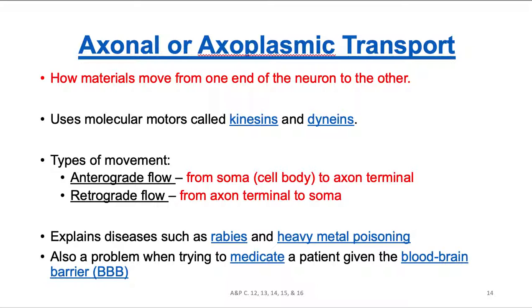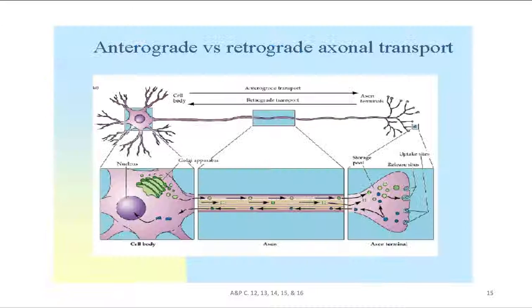You need to know the two types of axonal transport. Anterograde flow being that the message is flowing from the cell body. That message got received by the dendrites, and it's going to send it down the axon to the axon terminal. And then there's retrograde flow, which is the opposite. And this happens when people have rabies or heavy metal poisoning, that message is going to send backwards. It's going to start at the axon terminal and make its way towards the cell body.